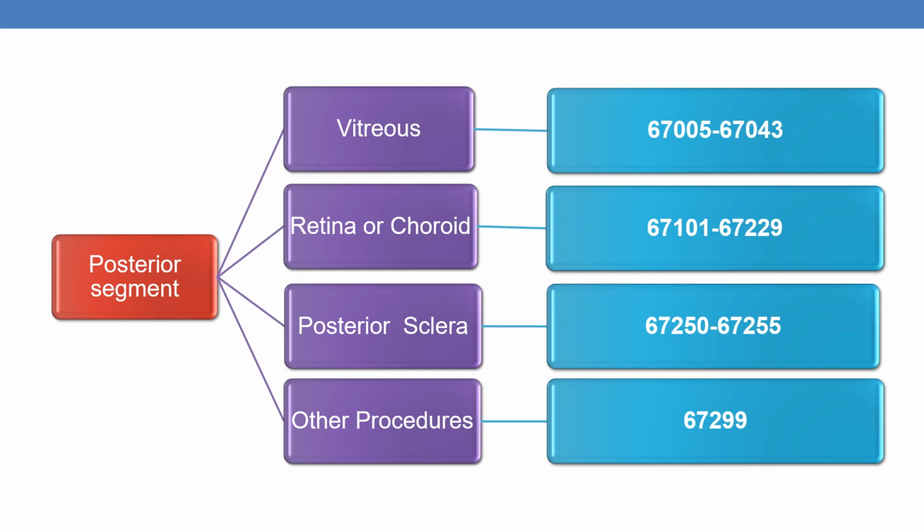First of all, coming to posterior segment. Posterior segment is again categorized into vitreous, retina or choroid, posterior sclera and other procedures. Coming to the CPT range of vitreous, it is 67005 to 67043. And for retina or choroid, it is 67101 to 67229. And for posterior sclera, the CPT range is 67250 to 67255. And finally, other procedures are given by the CPT 67299.